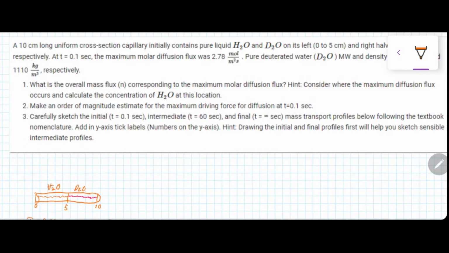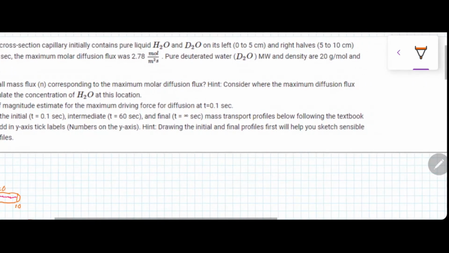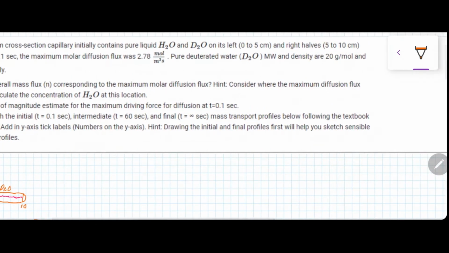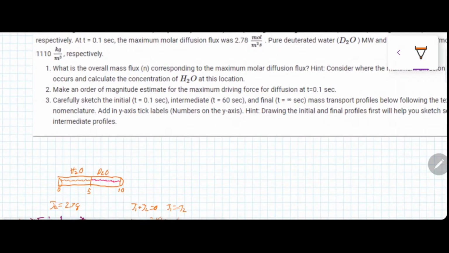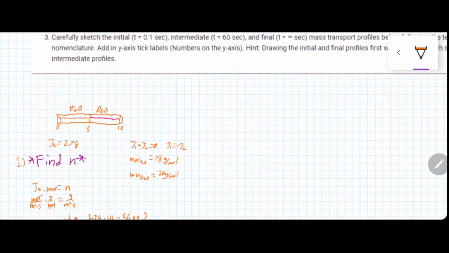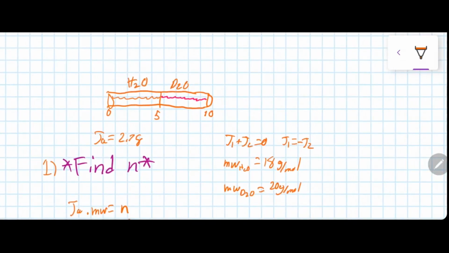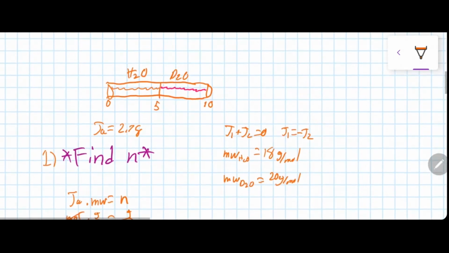Some information about it: we know that the molar diffusive flux is 2.78 for water, and then we are also given some information here about heavy water, or deuterated water. So we're going to start to get into our questions. First of all, here's a bit of an illustration of what's going to be going on. Then they're going to mix and diffuse within each other.